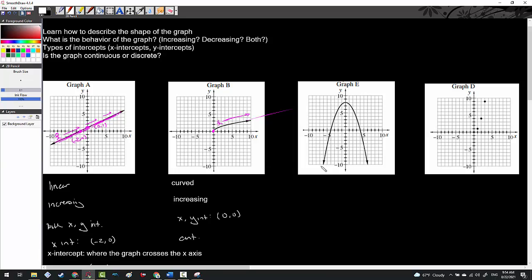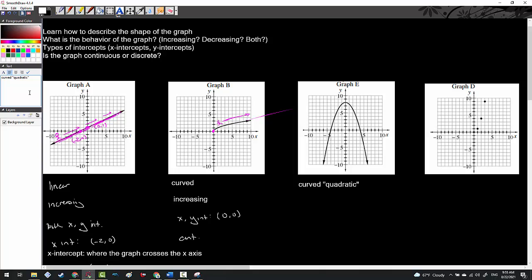So graph E, what type of graph is this? I will go ahead and give you the name of this graph, because eventually in this class you'll have to know what this is called. You can call it curved if you wanted to, but really the name of this is quadratic. You guys will learn what type of graph a quadratic is later on in the class, but it's good to start getting comfortable with those words early on.